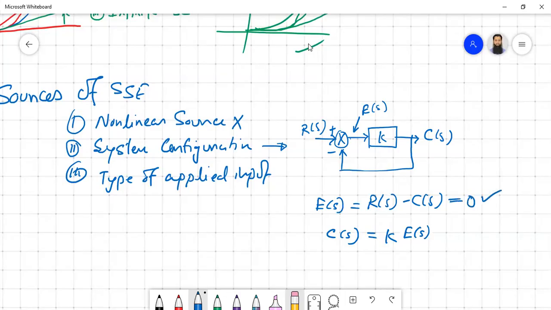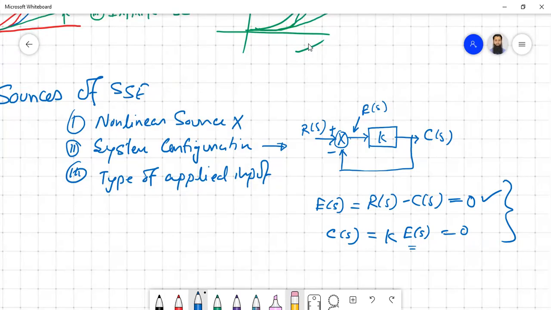But in this particular configuration, if you only have a gain as the forward path transfer function, if your error is zero, your output is also zero. So for this configuration, you cannot have zero steady state error, because as soon as the error is zero, your output will also become zero. It will always give some steady state error.